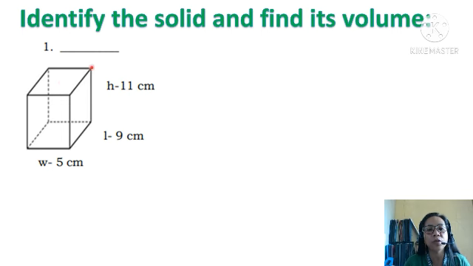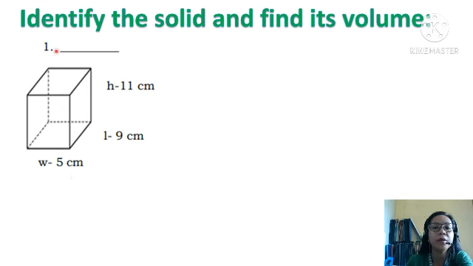So, mula papunta doon sa sahig, papunta sa taas is ang height niya is 11. Okay? So, mula sa harap papunta sa likod, 9. Mula naman sa kaliwa papunta sa kanan, ang width niya is 5 centimeter. Okay? So, hindi sila magkapareho. Dahil hindi sila magkapareho, this is not a cube. So, what is the answer? The answer is rectangular prism. Now, paano natin kunin ang volume ng rectangular prism?